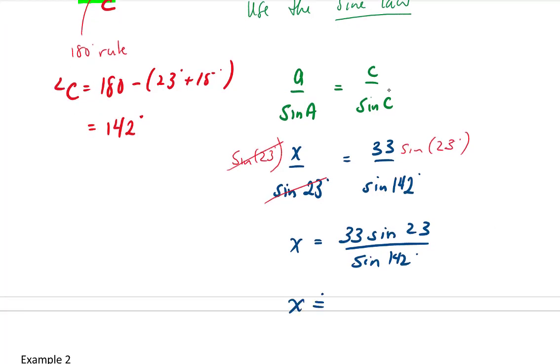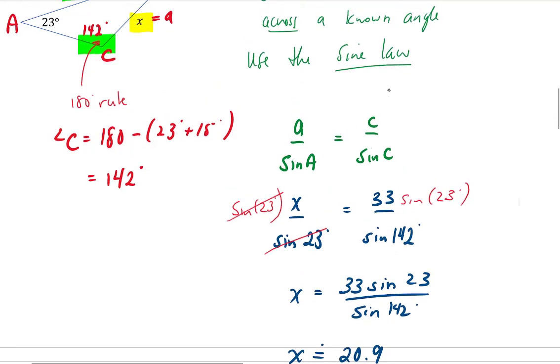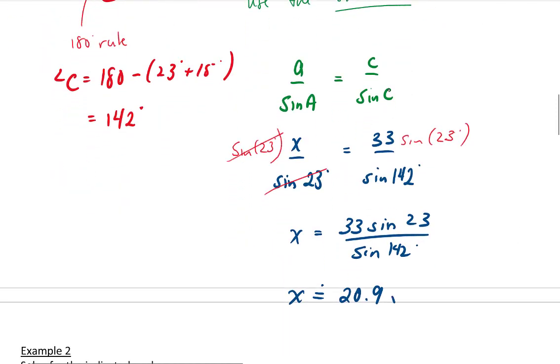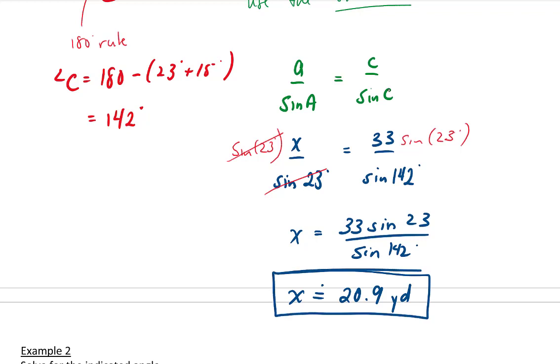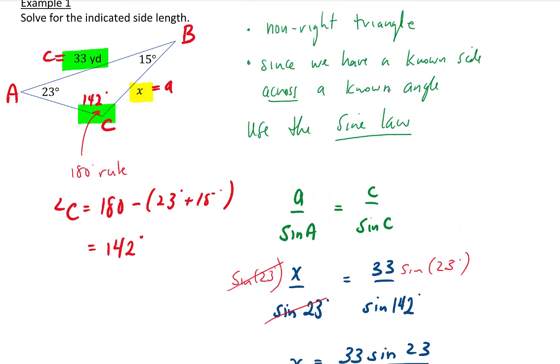So the last part is just to use your calculator. And I end up with approximately 20.9, and the units we have are yards. So 20.9 yards is the measurement of side x. So once again, looking at the diagram, we have to determine which formula we're going to use. Since it's a non-right triangle, we skip to the sine law or the cosine law. And since we had a known angle across a known side, then we're going to use the sine law.